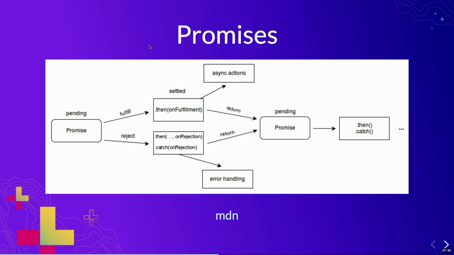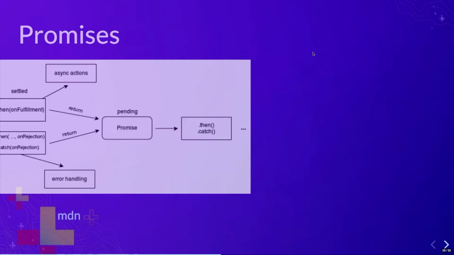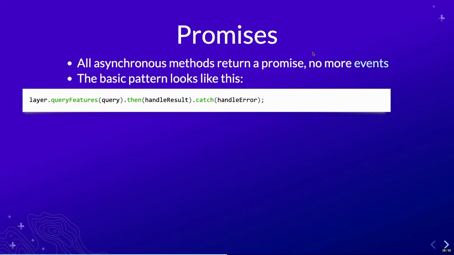Then you can have some sort of async functions that happen here as well, and you can return those async functions to get a new promise, and then so on and so on. So this is what is called promise chaining, which is really neat. And we use that throughout the API. You see here that all asynchronous methods in the API return a promise.